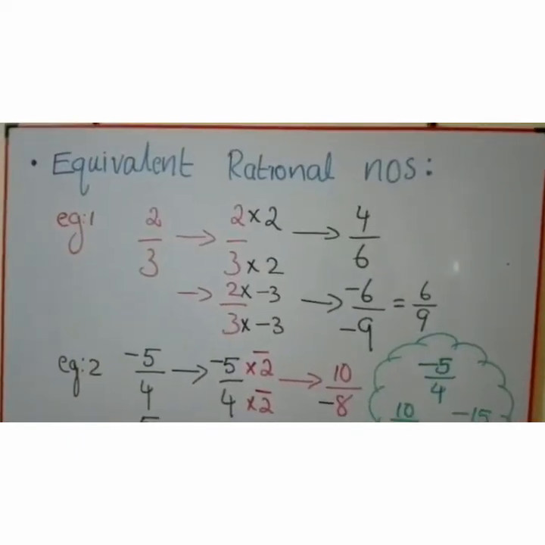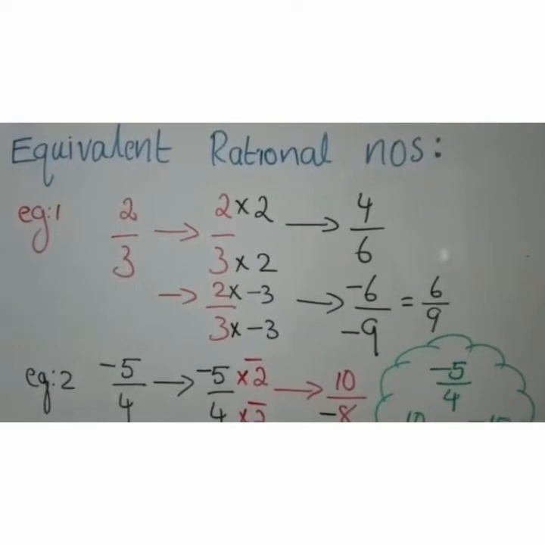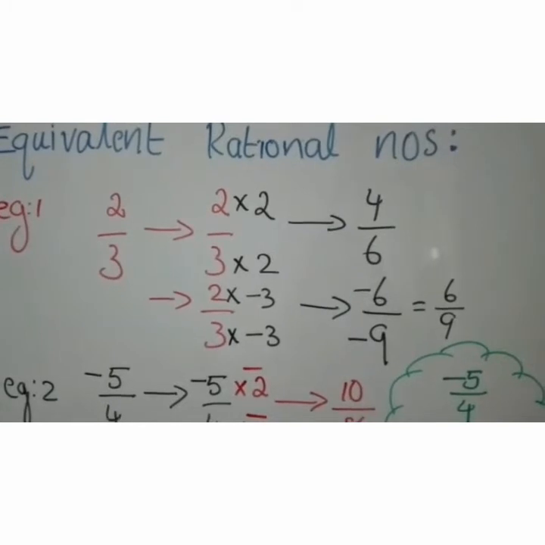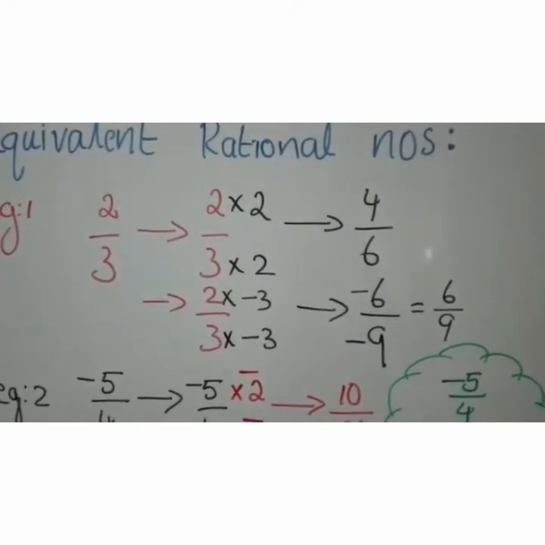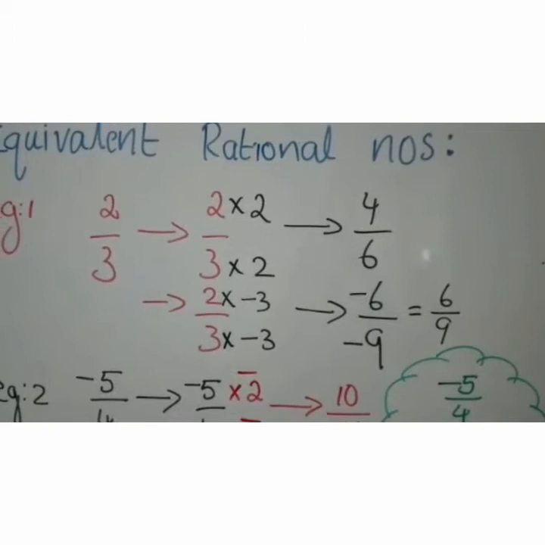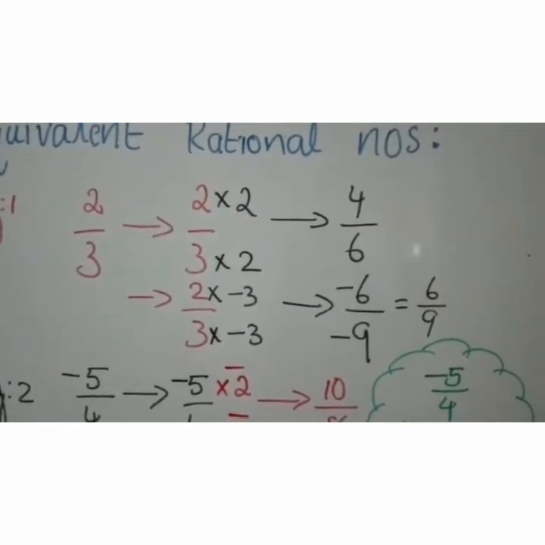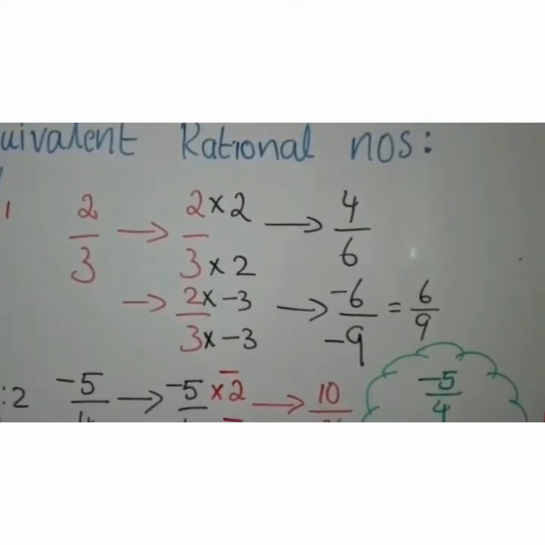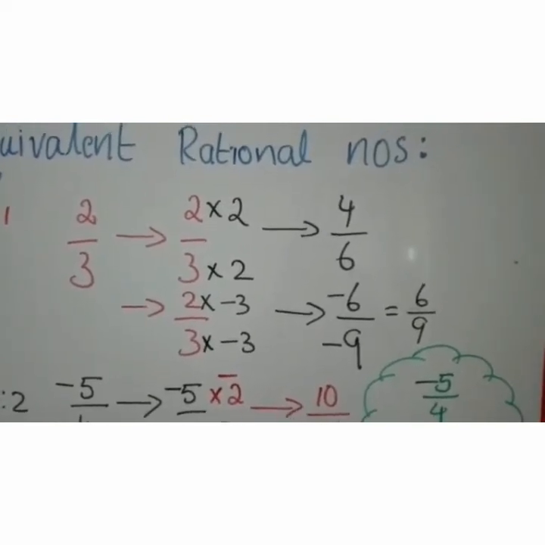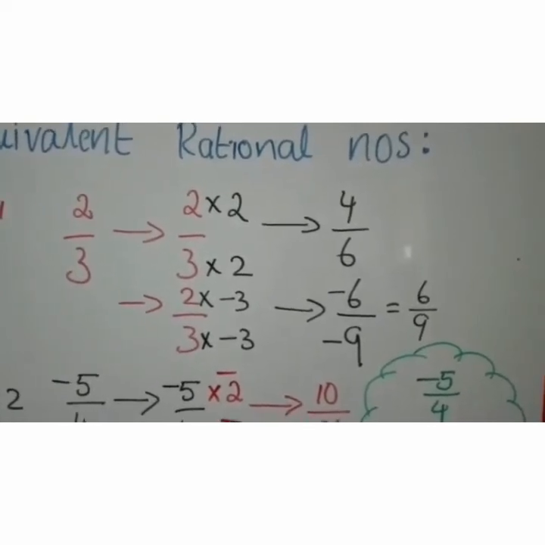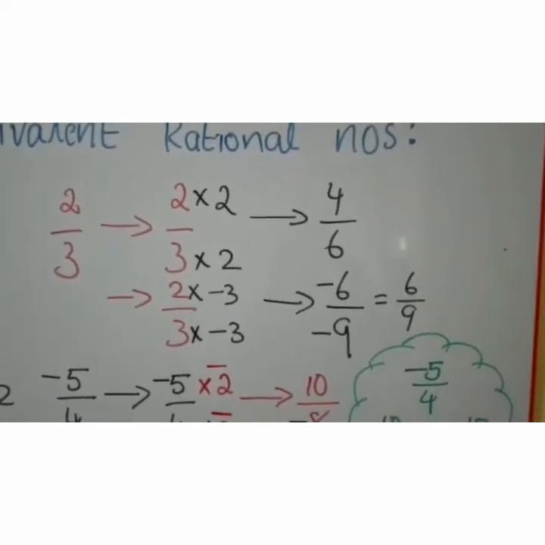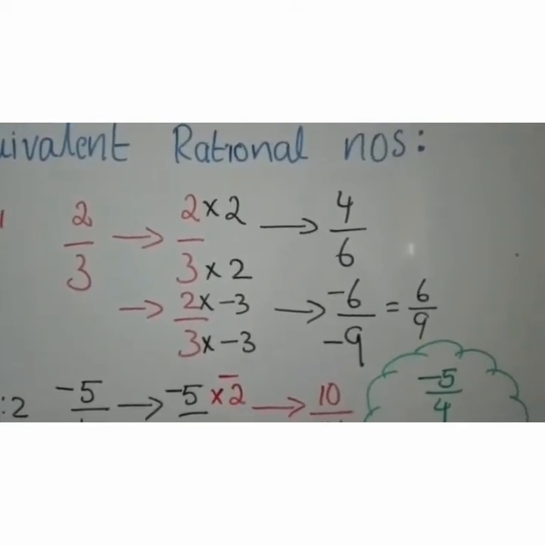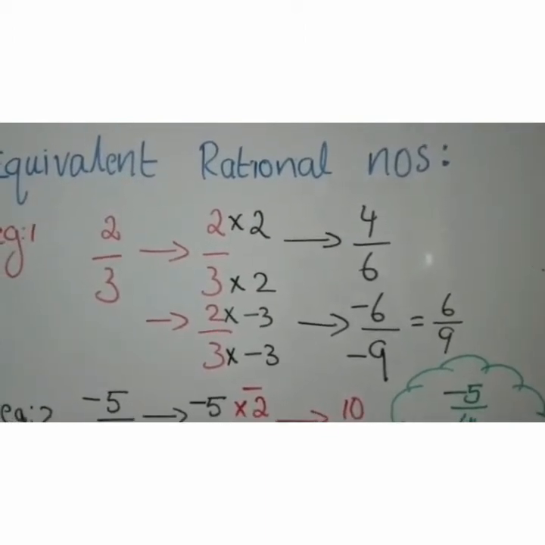The next point is equivalent rational numbers. In the above example, 2 divided by 3. So when you multiply both the numerator and denominator with 2, you will get 4 by 6. And when you multiply both the numerator and denominator with negative 3, you will get negative 6 by negative 9. Negative by negative is a positive, so it is 6 by 9. So here 2 by 3, 4 by 6 and 6 by 9 etc. all are equivalent rational numbers, equivalent to each other.